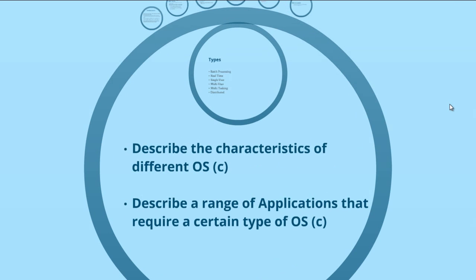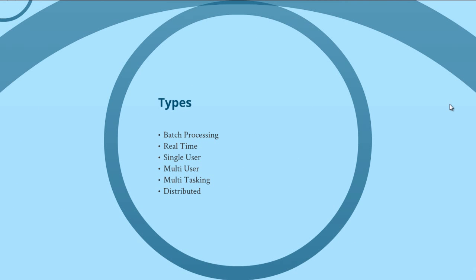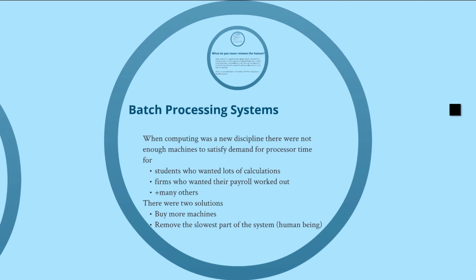Let's first identify the different types of operating system. There are 6 that you need to know about: batch processing, real-time, single-user, multi-user, multitasking, and distributed systems. Start off with batch processing.